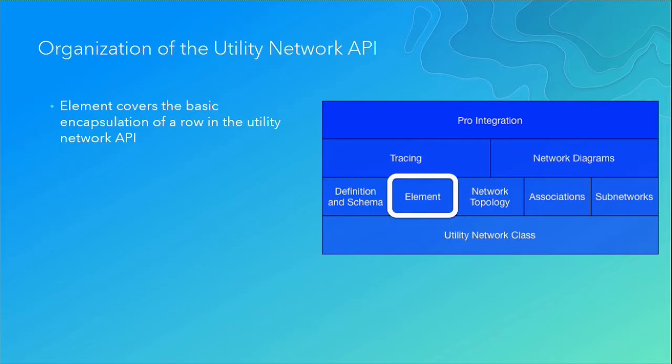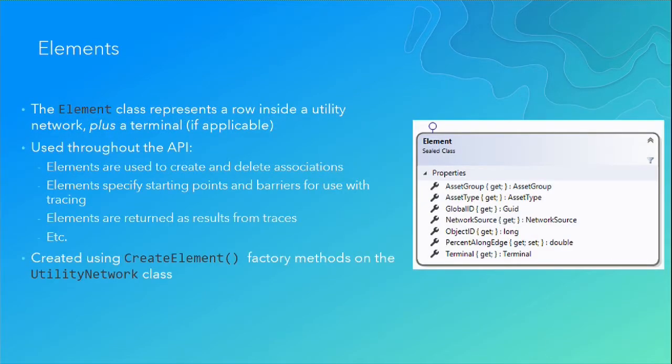Next, I want to talk about element. An element is a class that you will see throughout the API. It represents a row inside the utility network plus a terminal if applicable. I'll come back to what that means in a minute. You use these to create and delete associations. You use them to specify starting points and barriers. You also get them back from the API as results from trace.